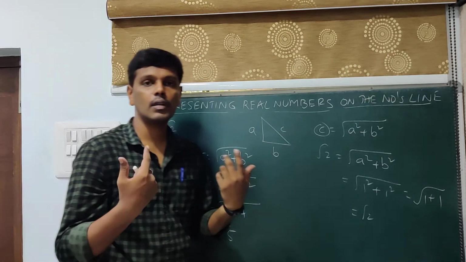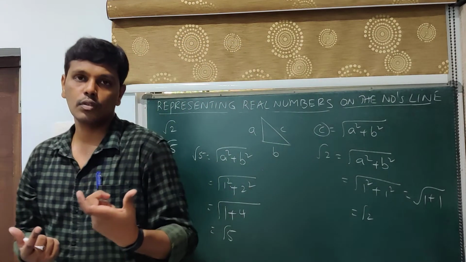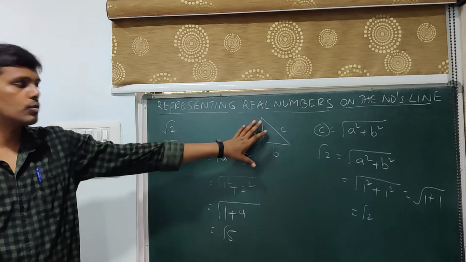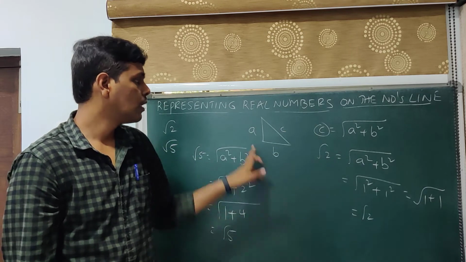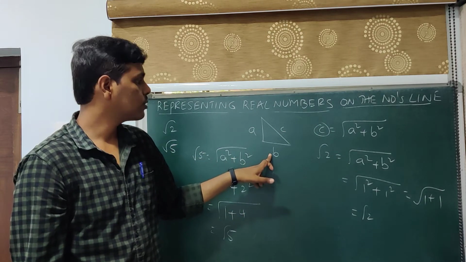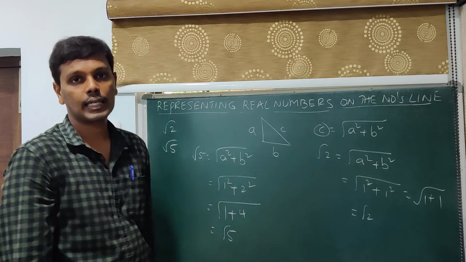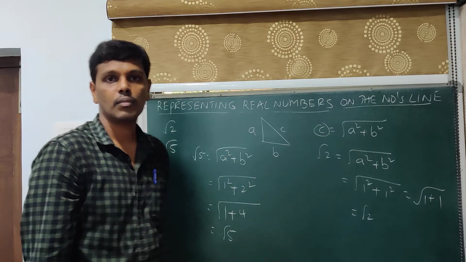Now this is the process. Whenever you are given an irrational number, you have to construct the length of that irrational number. In order to construct that length, use this Pythagorean triplet. Use this right angle triangle and try to arrive at what A and B should be, so that you will have the required irrational number as the largest side of that right angle triangle. So this is the entire logic in representing an irrational number on the number line.